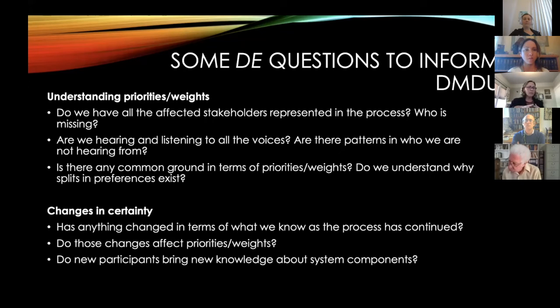Are there common grounds in terms of priorities and weights? And do we understand why we might have splits in those preferences or those values? Because that can help us negotiate finding those common grounds. In terms of changes in certainty, we can be checking in with our participants regularly. Has anything changed in terms of what we know as the process has gone on? Have those changes affected how people are feeling about values, priorities, and weights? Do new participants bring new knowledge about system components that then can ripple through the system that way? So that's that iterative process. This requires this ongoing check-in on what's going on periodically through the process.